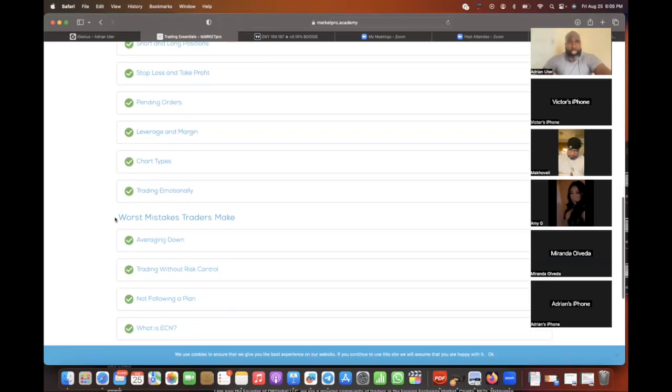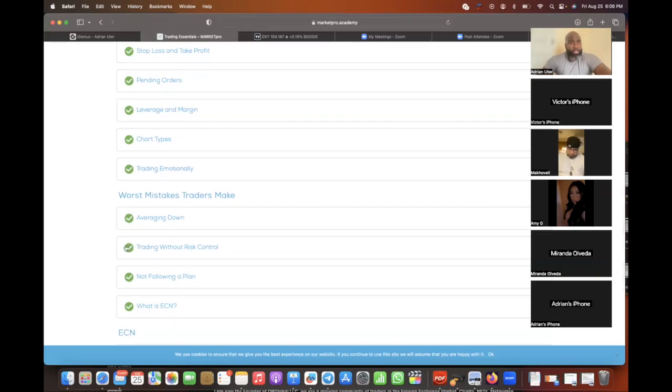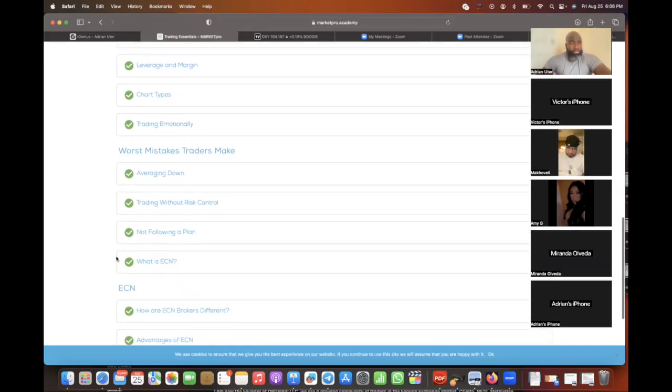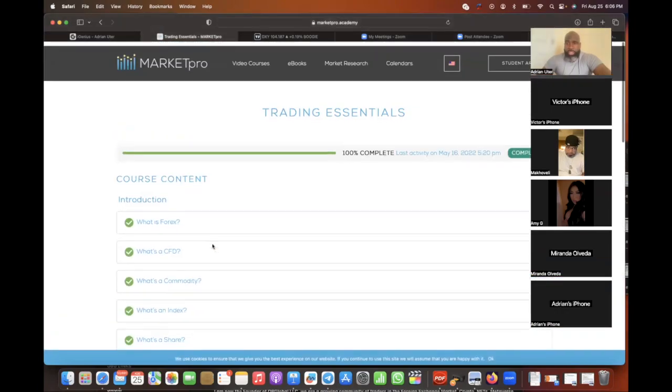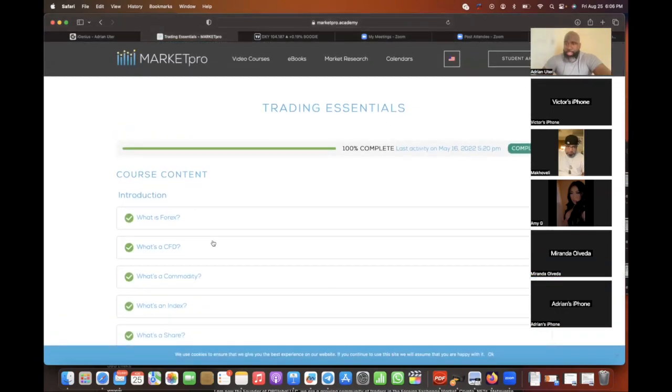Scroll down here, trading emotionally, super important. Averaging down, not following a plan. You got to always have a plan. So this is the first section, what it looks like. I'm driving, but paying attention. I'm also learning. All right, drive safely, drive safely.